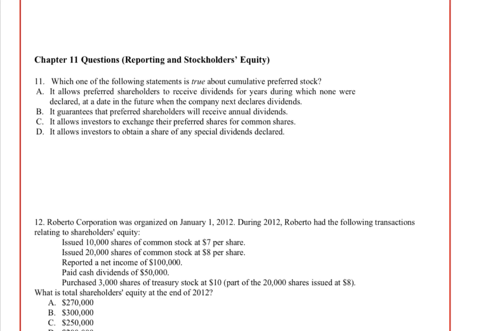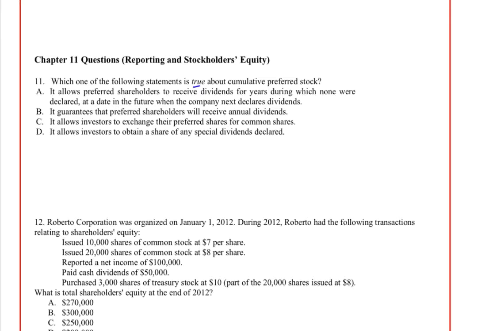Questions on Chapter 11, Stockholders' Equity. Which one of the following statements is true about cumulative preferred stock? Remember, the preferred stock gets a dividend before the common stock, and if it's cumulative, then the backlog of unpaid dividends on the preferred stock has to be paid before the common stockholders get anything. So it allows preferred shareholders to receive dividends for years during which none were declared, at a date in the future when the company next declares dividends.